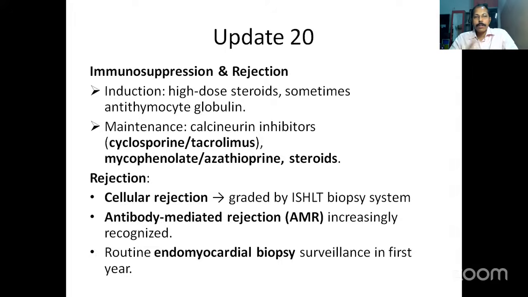And regarding the next update, immunosuppression. After heart transplantation, what are the immunosuppressants we need to give? That is very important. During surgery, during the induction of anesthesia, we should give high dose steroid, and sometimes anti-thymocyte globulin should be given during the surgery. And in the maintenance period, we have to give cyclosporin or tacrolimus along with mycophenolate or azathioprine and a tapering dose of steroids. So these are all the immunosuppressant drugs.